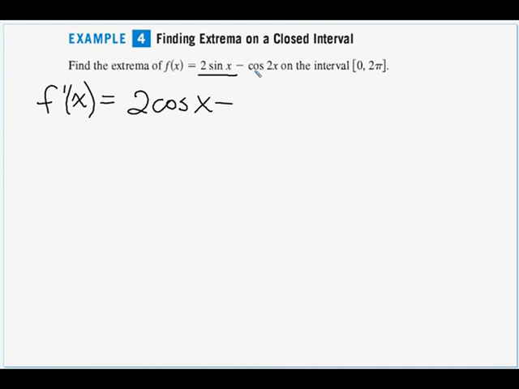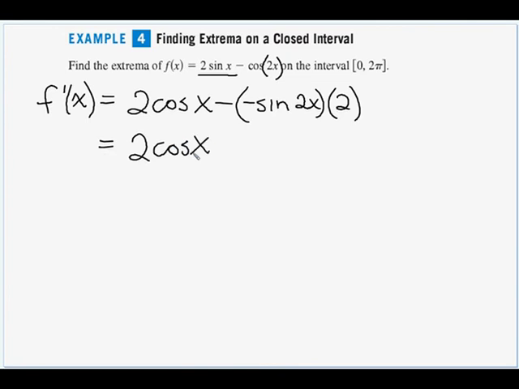Minus the derivative of cos of 2x. Well, the derivative of cos is negative sine of that same 2x, and since we have an inner function, we need to apply the chain rule. The derivative of this inner function 2x is just a 2. So let's collect some stuff up here. We're going to have our 2 cos x. These negatives will cancel each other out and become a positive. And let's move this 2 to the front. Plus 2 sine of 2x.